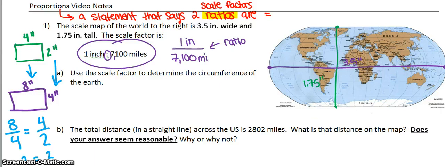Okay, now why might I want to do this? Now let's go into that. So if I wanted to use a scale factor to determine the circumference of the Earth, there's a couple ways I could do this. Well, the circumference is going to be the width around, if you wrap this up, it would be the length across here.